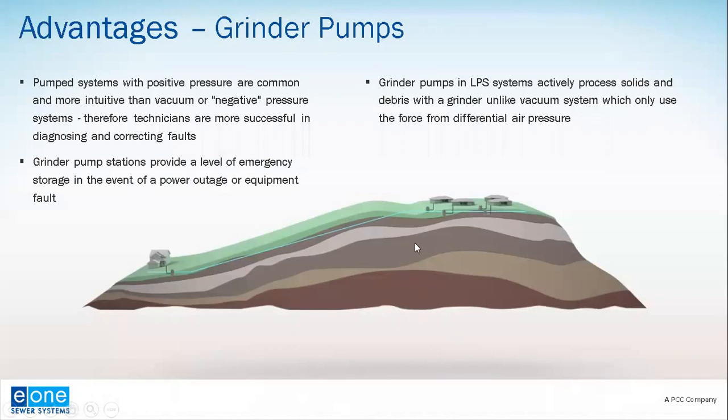Pump systems with positive pressure are common and more intuitive than vacuum or negative pressure systems. Therefore, technicians are more successful in diagnosing and correcting faults. Again, more intuitive system. Grinder pump stations provide a level of emergency storage in the event of a power outage or equipment fault. Grinder pumps and low pressure sewer systems actively process solids and debris with a grinder, unlike vacuum systems, which use only the force from differential air pressure to move wastewater.